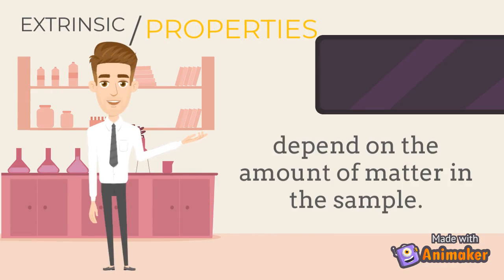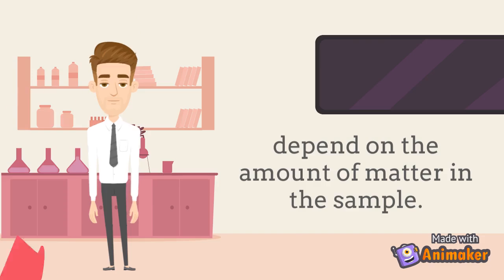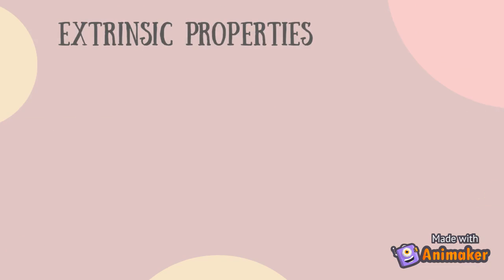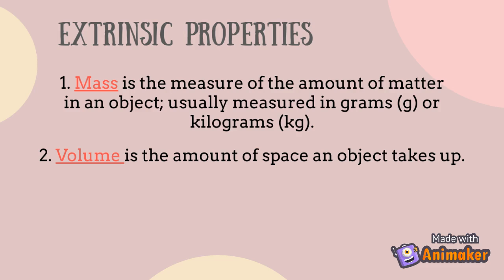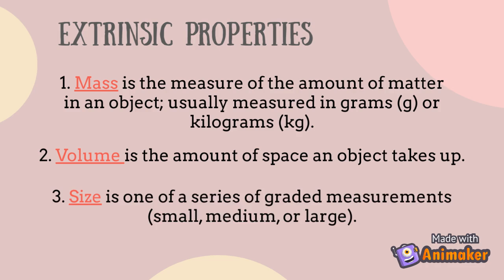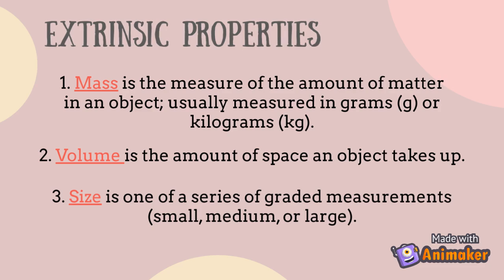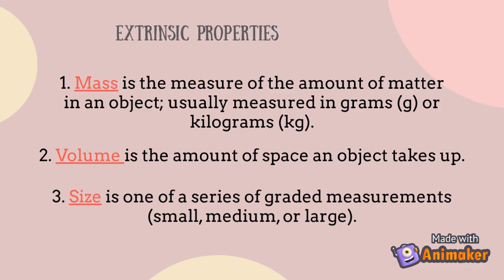Extrinsic properties depend on the amount of matter in the sample. Extrinsic properties include mass, volume, and size. Mass is the measure of the amount of matter in an object, usually measured in grams, g, or kilograms, kg. Volume is the amount of space an object takes up, and size is one of a series of graded measurements, which may come in the form of small, medium, or large.